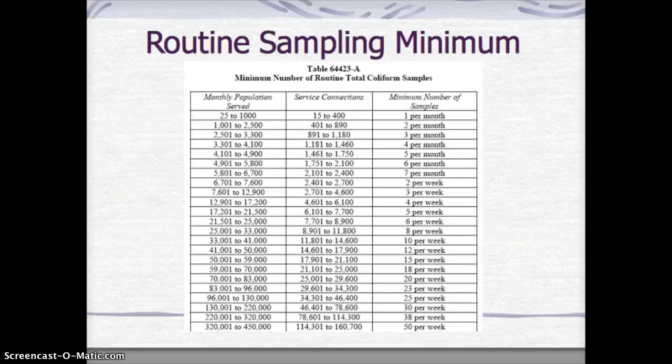So, the routine sampling minimum. It lists basically the population, the number of service connections, and then the minimum number of total coliform samples required.